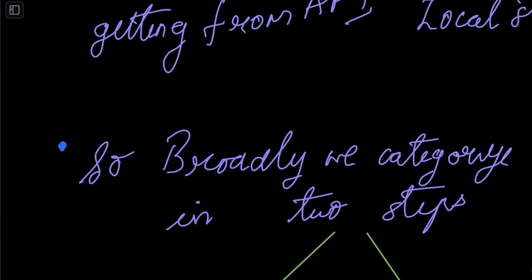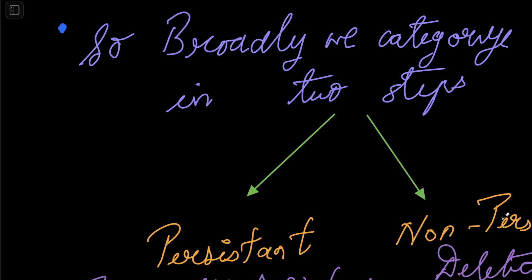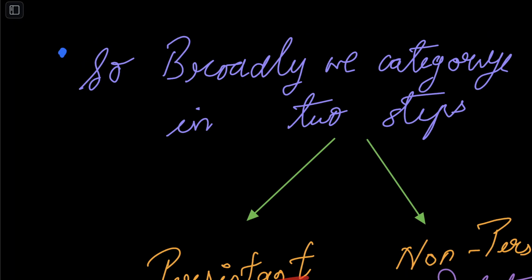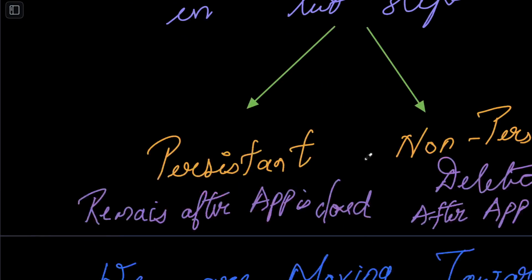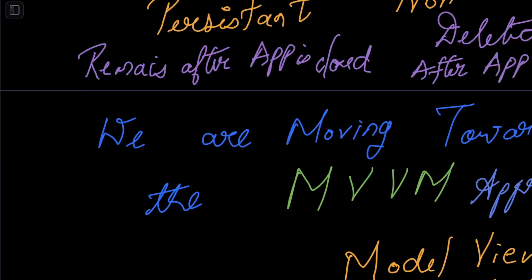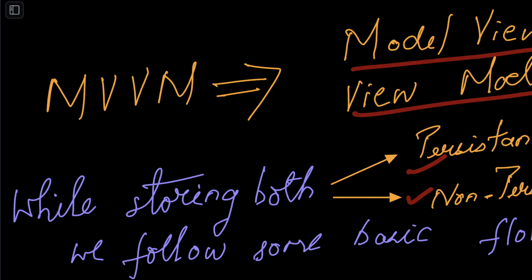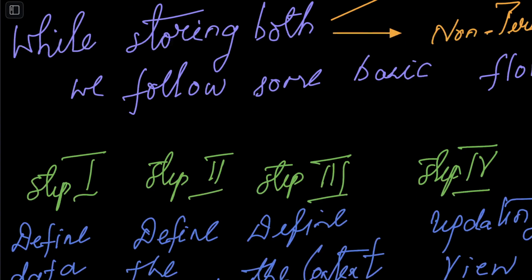So broadly, you can say that some data would be lost and some data would never be lost, right? Broadly we can categorize data into two types: one is persistent and the other one is non-persistent data. Now, why are we learning this? Our goal is to have this architecture, which is called Model View Model. While storing both the persistent and non-persistent data, we will make sure that we follow this approach.